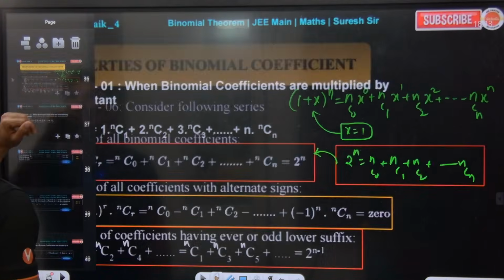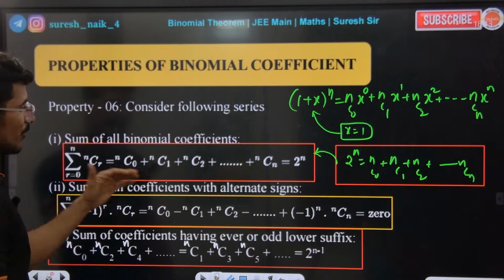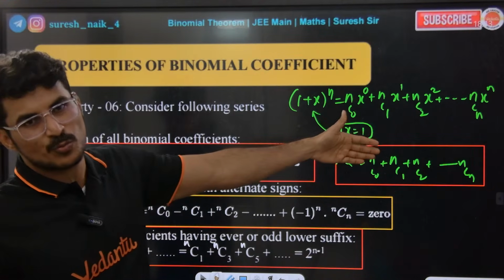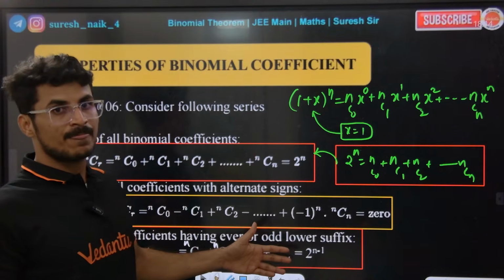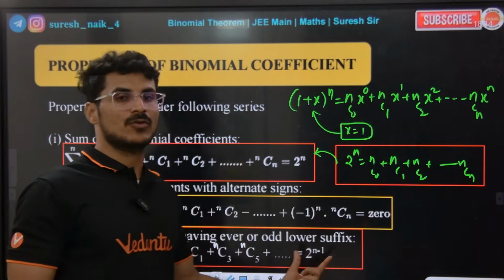Guys, basically here, these three formulas are very important, right? The sum of all binomial coefficients is 2 power of n. With alternating signs, the sum is 0. With odd suffixes and lower suffixes, the sum in terms of binomial coefficients, I'm saying, comes to 2 power of n minus 1.